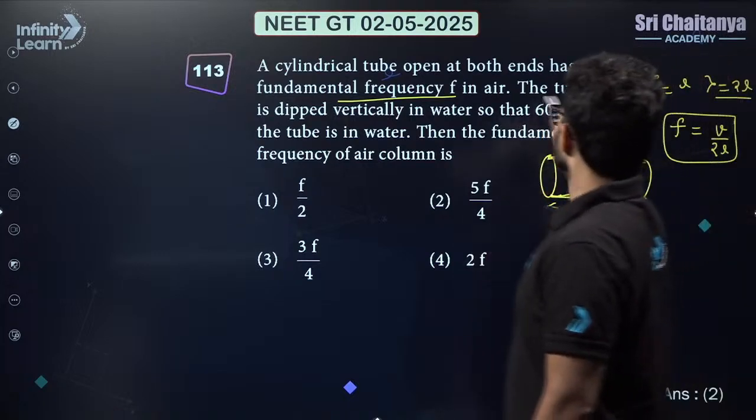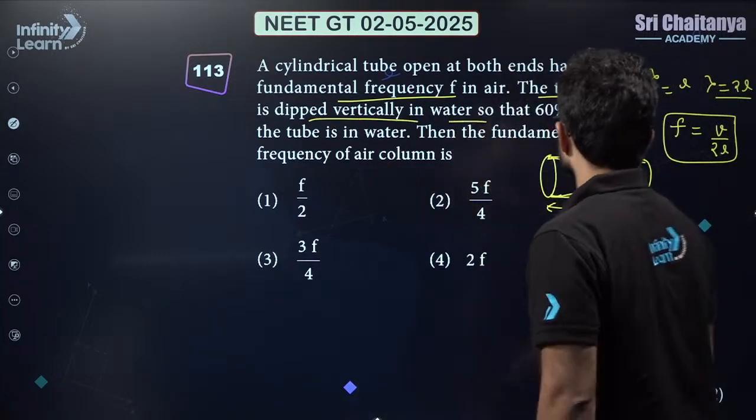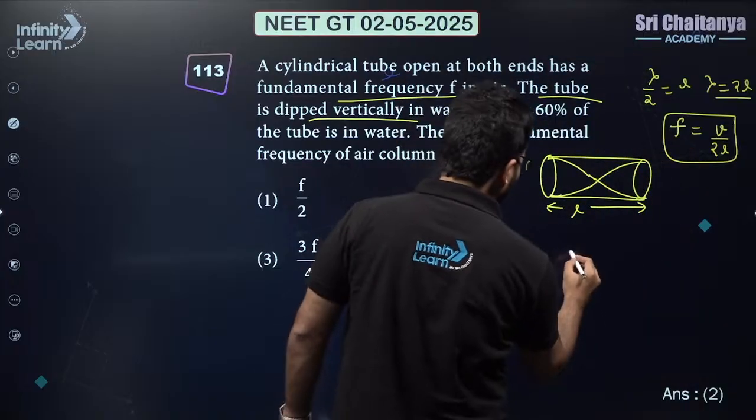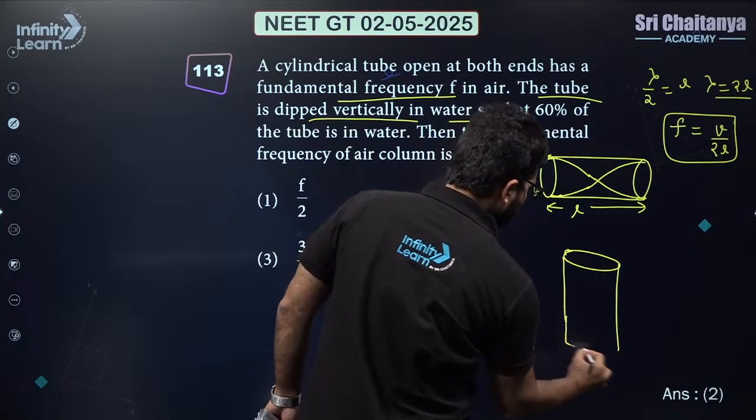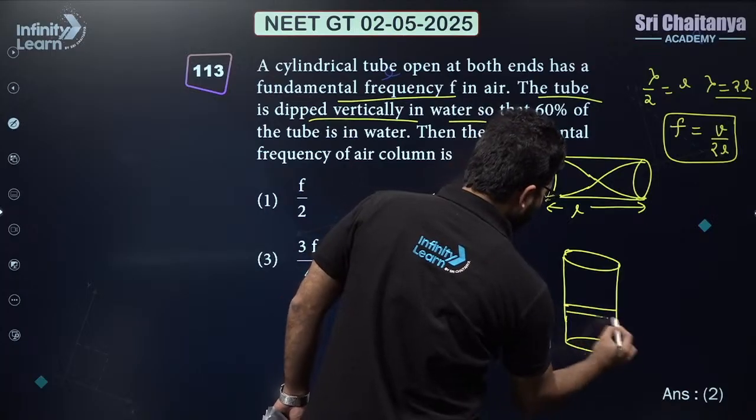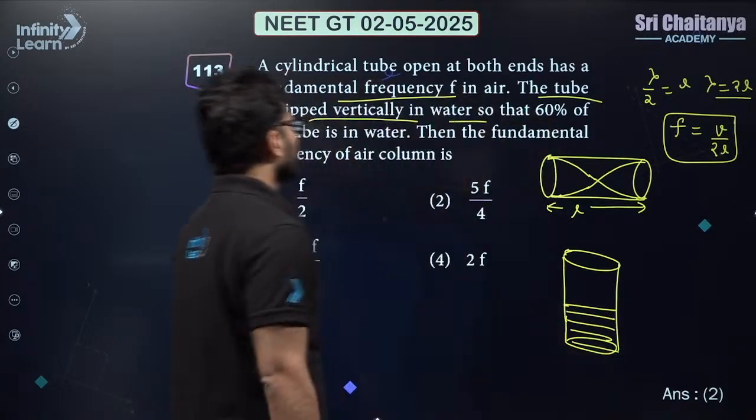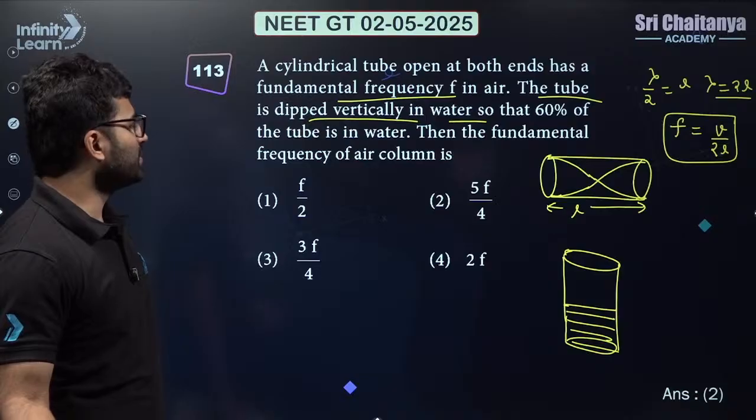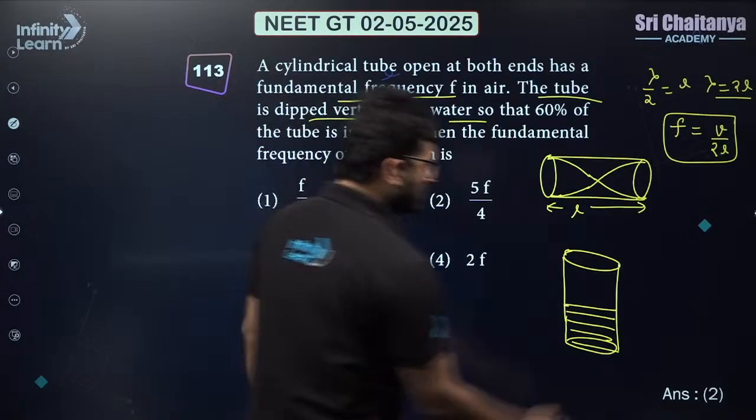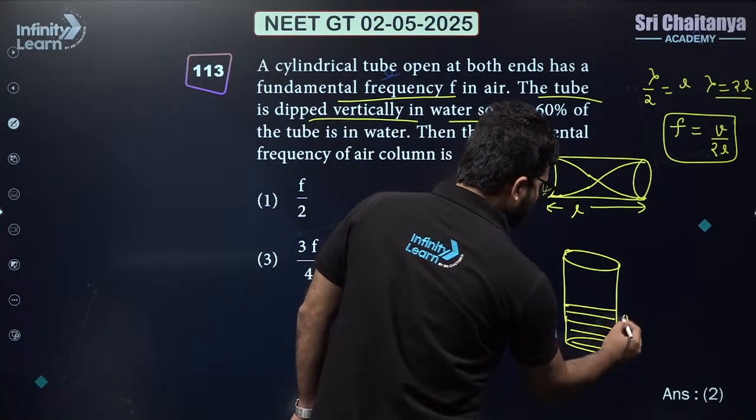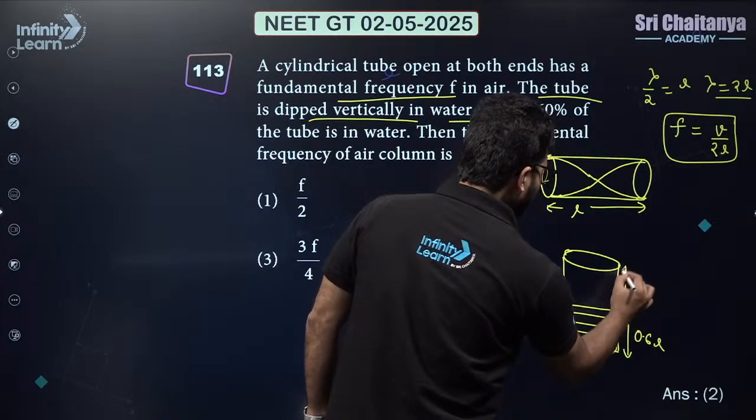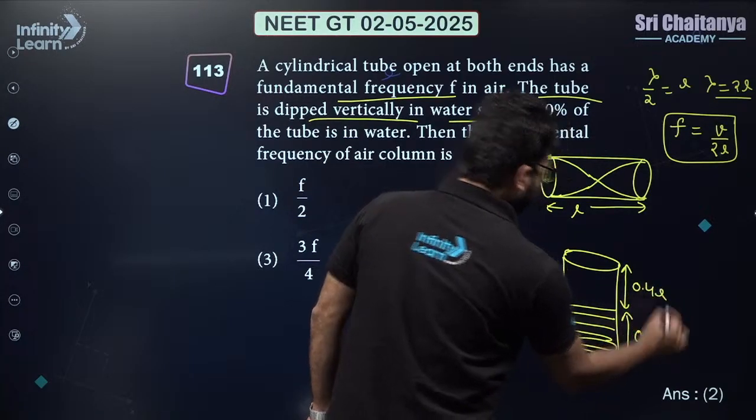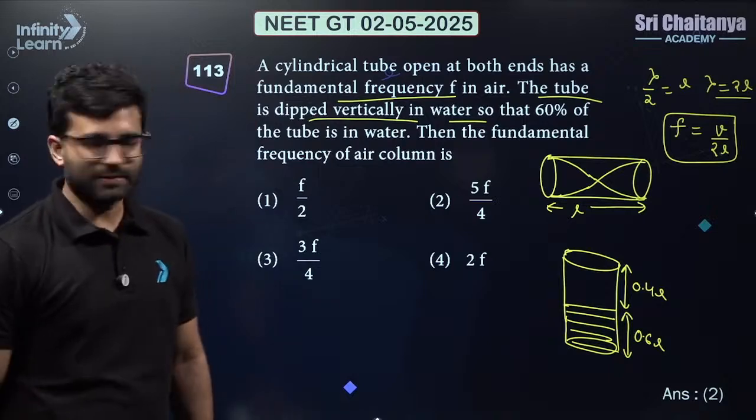Now they are saying that the tube is dipped vertically in water. So now we are dipping this tube vertically into water. Let's say I have dipped this in water till here, so that 60% of the tube is in water. 60% means out of this total length, 0.6 L is here and the rest 0.4 L is outside. This is what it means.